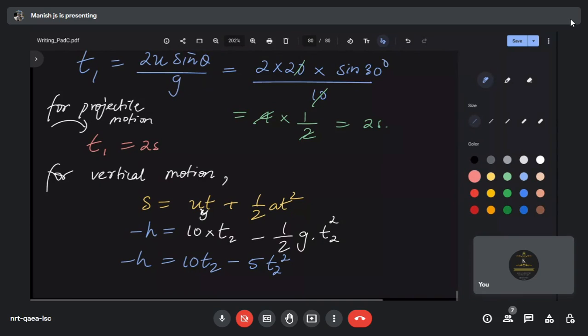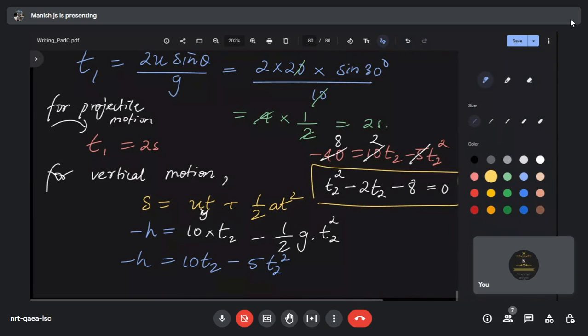For height you can substitute as 40, that is the height. So minus 40 is equal to 10 t2 minus 5 t2 square. So can you cancel in fifth table? Go for a cancellation. 5 ones are 5, 5 twos are 10, 5 eights are 40. So you will get t2 square minus 2t2 minus 8 is equal to 0. Solve the quadratic equation.